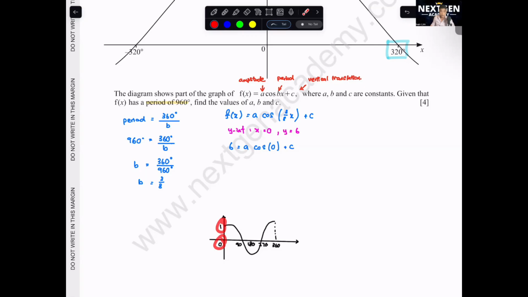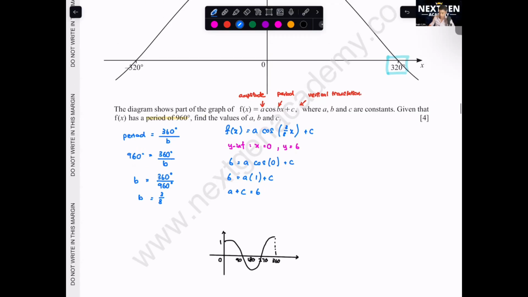Everyone knows this one? So we're going to substitute: 6 equals a times 1 plus c. So we got this first equation: a plus c is equal to 6. But you have 2 unknowns. 2 unknowns means you need 2 equations. What is the other equation that we can find?